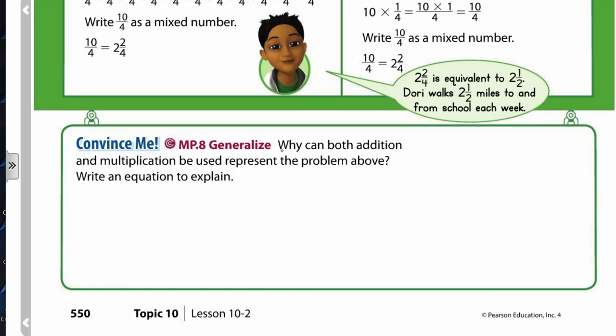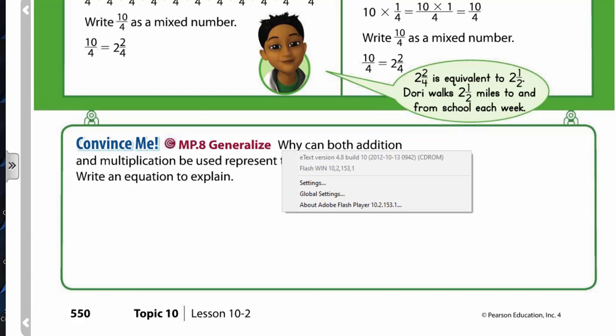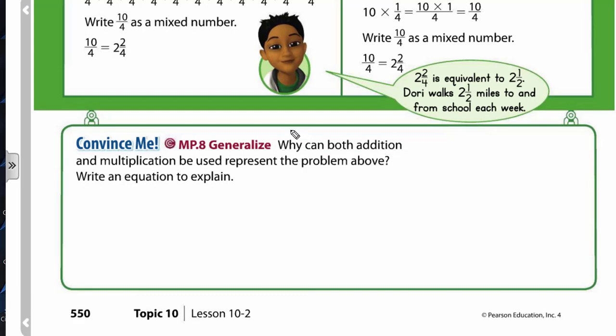Why can both addition and multiplication be used to represent the problem above, and why? We are repeating something.